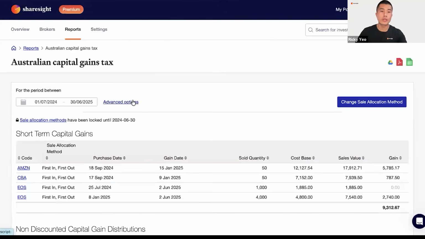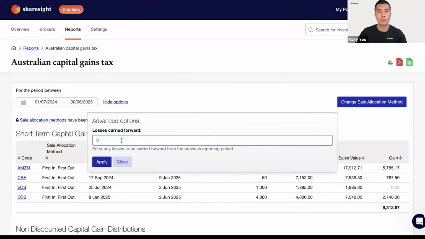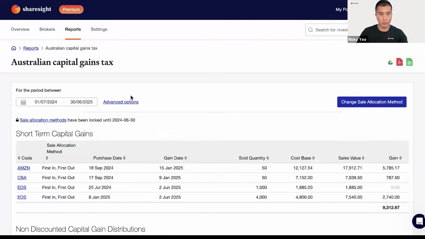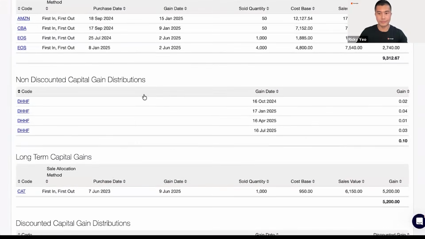So the losses carried forward is under the advanced option. You need to manually put this amount in here to have it applied to the report. It is not that straightforward. We are working on making it better.